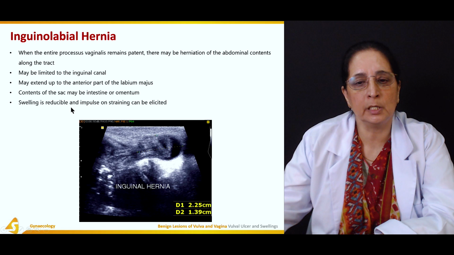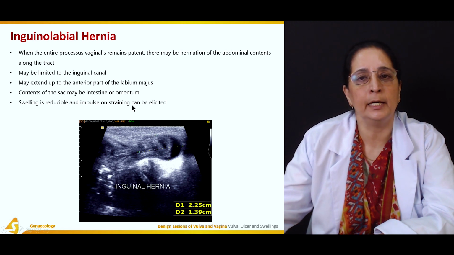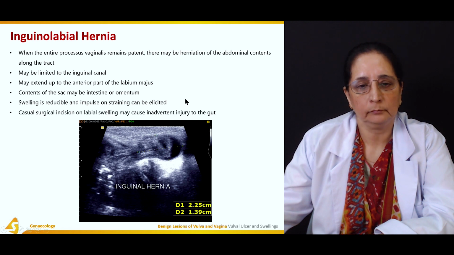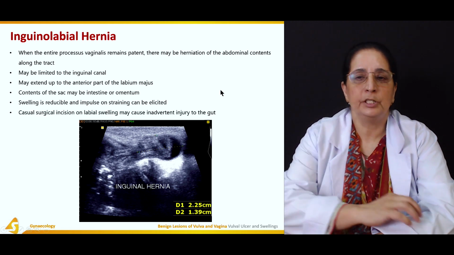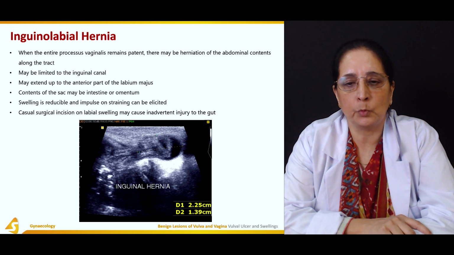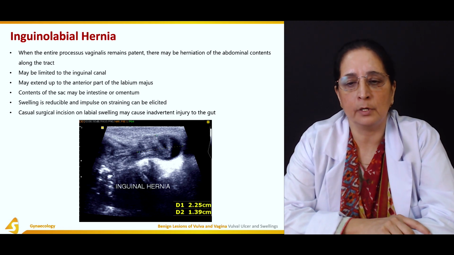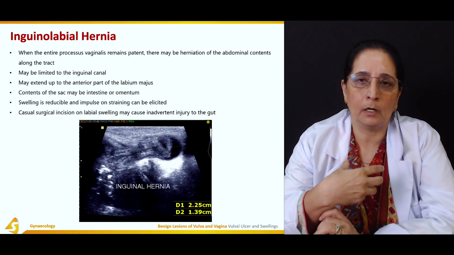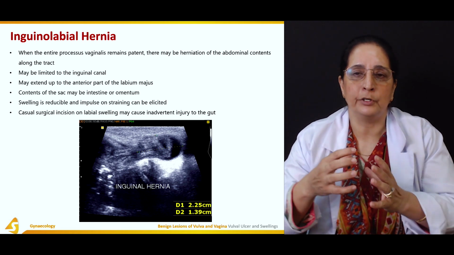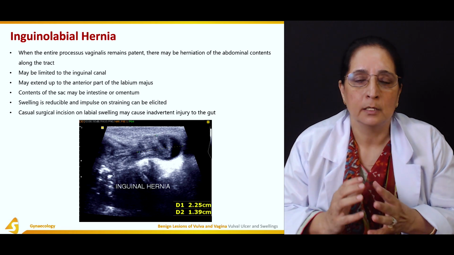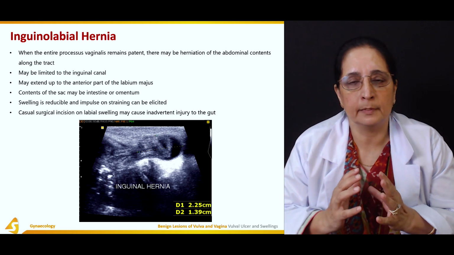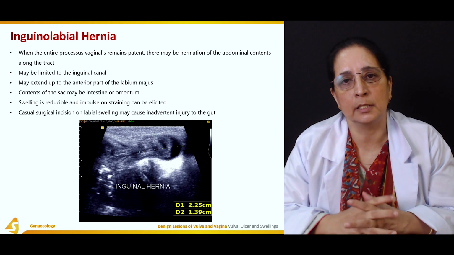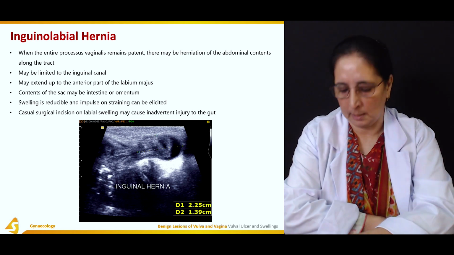Swelling is reducible and impulse on straining can be elicited. Casual surgical incision on labial swelling may cause inadvertent injury to the gut because the organs of the abdomen are protruding through the hernia. So sometimes casual incision can cause damage to the intestine or the gut.